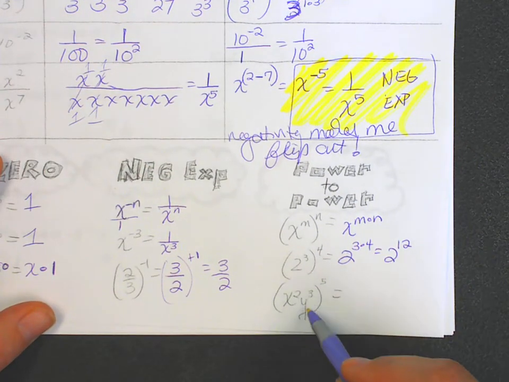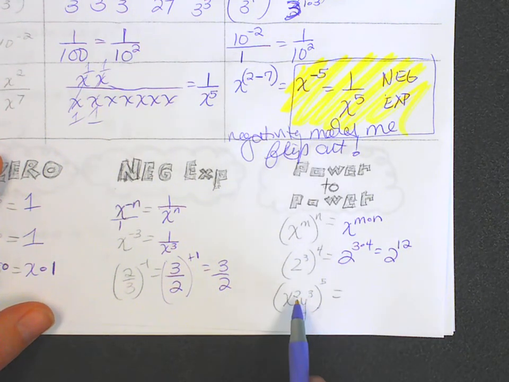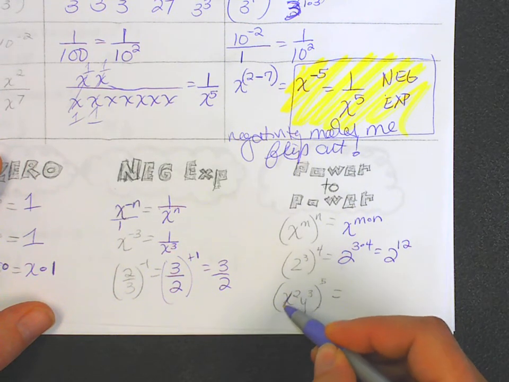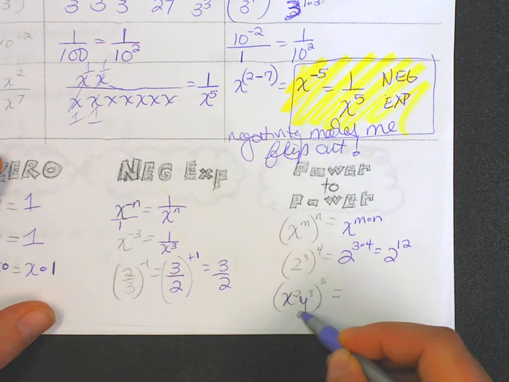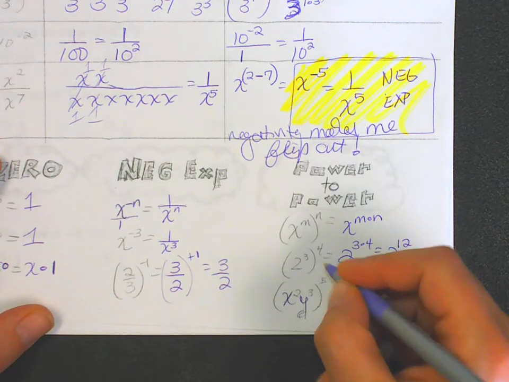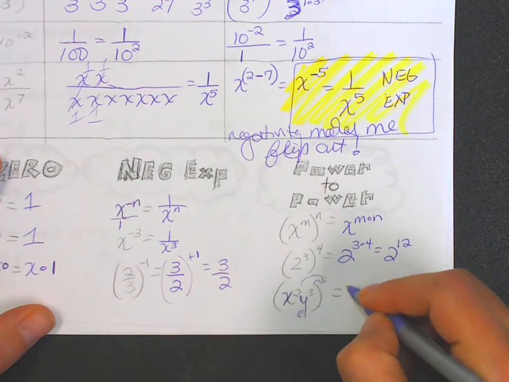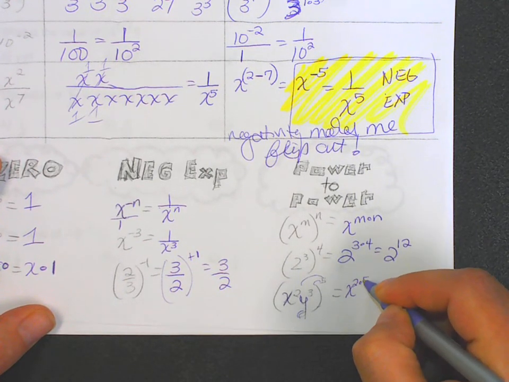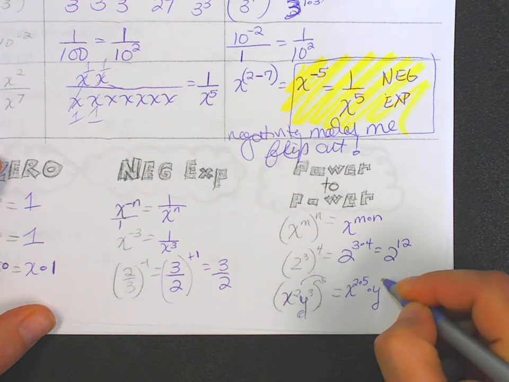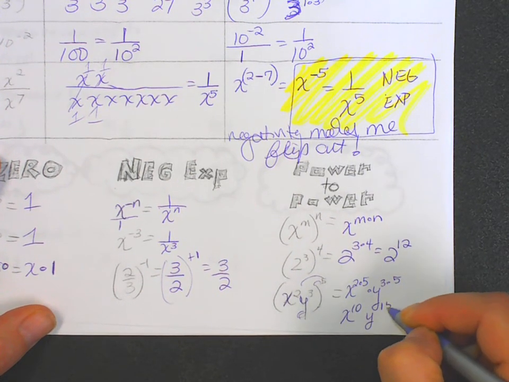x squared, y cubed, the quantity to the 5th power. So I am not multiplying the 2 and the 3, or adding them or anything like that, because this base x is different than this base y. I only apply these rules when I have like bases. So if I wrote this x squared 5 times and this y cubed 5 times, I would be multiplying these exponents. And I would get an answer of x to the 10, y to the 15.